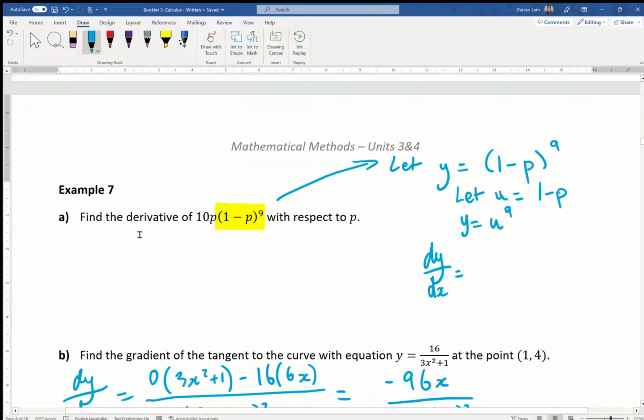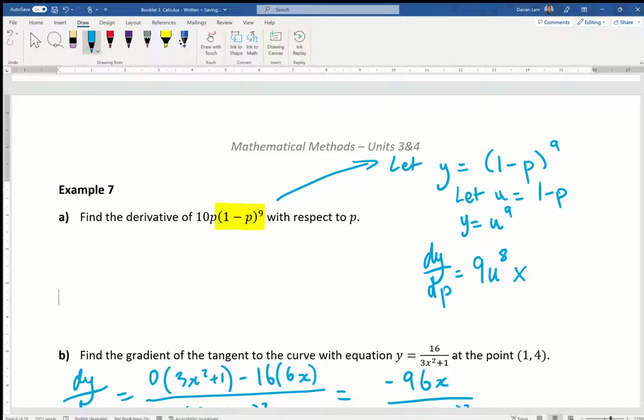Right now we have y equals u to the power of 9. So if I derive that in terms of u, it'll be 9u to the power of 8. Hopefully that seems very accessible. I then multiply that by du/dx. So now instead of saying, I realize now it should have been p, my apologies. This is dy/dp because the original function is y in terms of p. In this case, instead of using x, we're just using p.